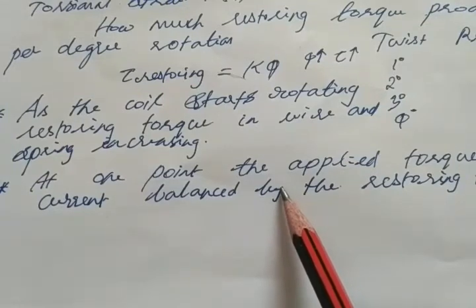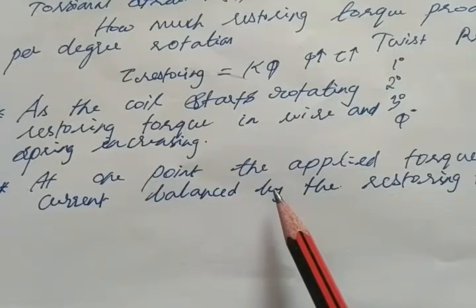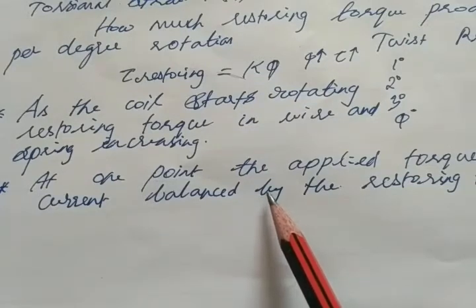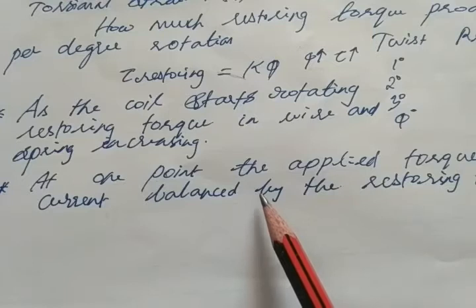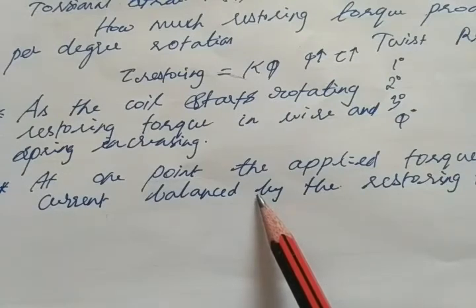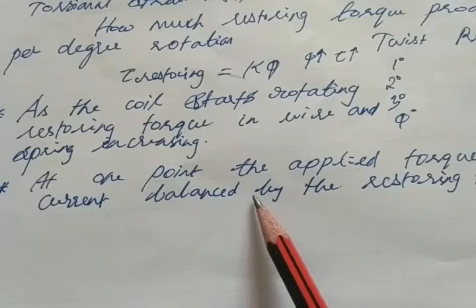Initially the pointer moves from 0 to 4 because of the torque produced by the applied current. Again it comes from 4 to 0 because of the restoring torque. So the applied current produces a torque which moves the pointer from 0 to a certain value, based on the current value. Then the pointer comes from that value back to its mean position 0 because of the restoring torque.